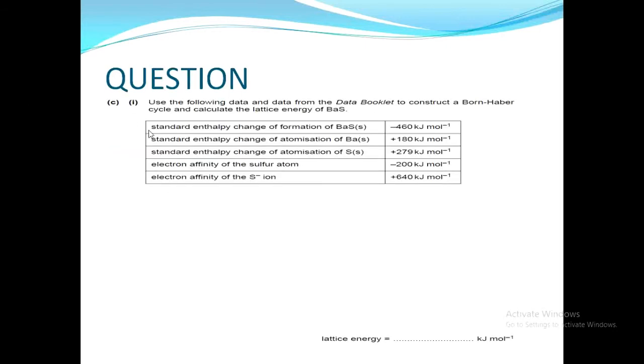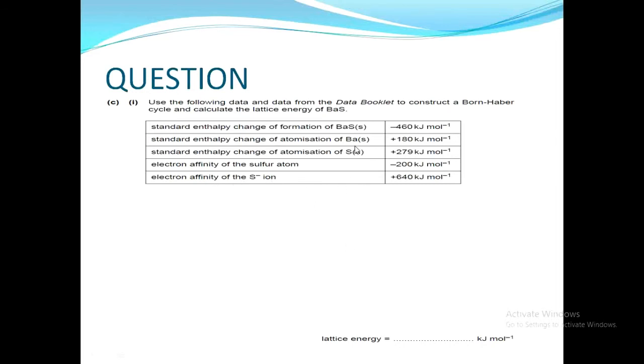The next question, the examiner was asking, use the following data and data from the data booklet to construct a Born-Haber cycle and calculate the lattice enthalpy of barium sulfide. Here he has given the data. The standard enthalpy change of formation of barium sulfide is given. The standard enthalpy change of atomization of barium is given. The standard enthalpy change of atomization of sulfur is given. The electron affinity of the sulfur atom is given, that is the first electron affinity, while the second electron affinity, that is the electron affinity of the S- ion, is also given.